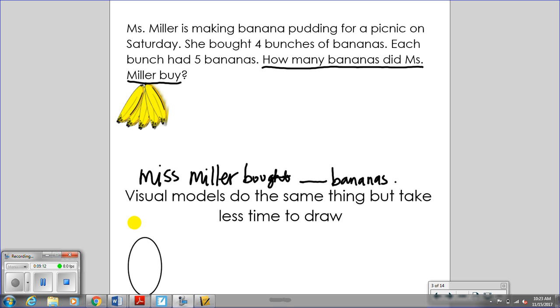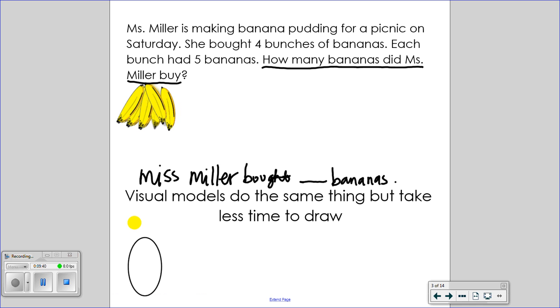Now I know some information. What do I know? I know I need to figure out how many bananas I bought, but I do know some information. Look back in my word problem. What information do I know? Susie, what's something that I do know? That you bought 4 bunches of bananas. I bought 4 bunches of bananas. Keep going. And each has 5 bananas.